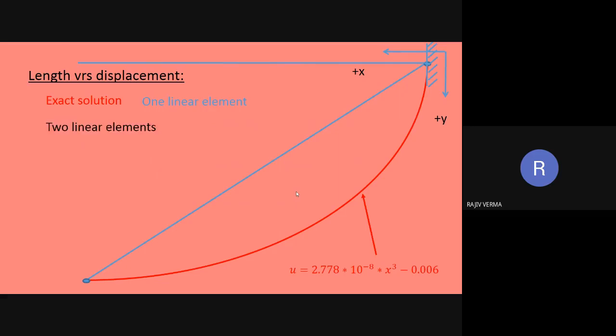For two elements, we have another solution. For four elements, we have yet another solution.